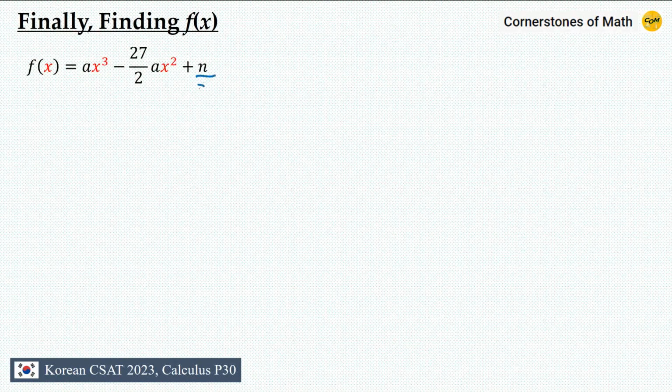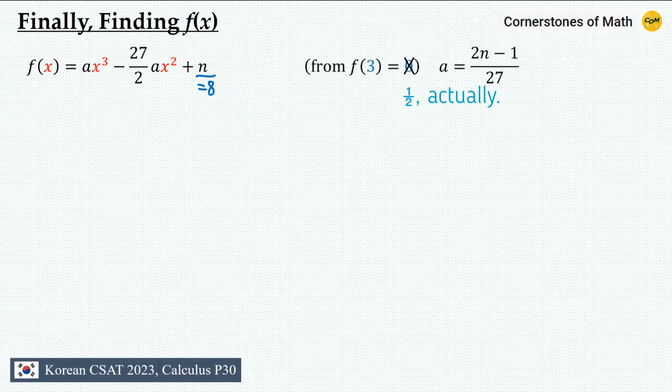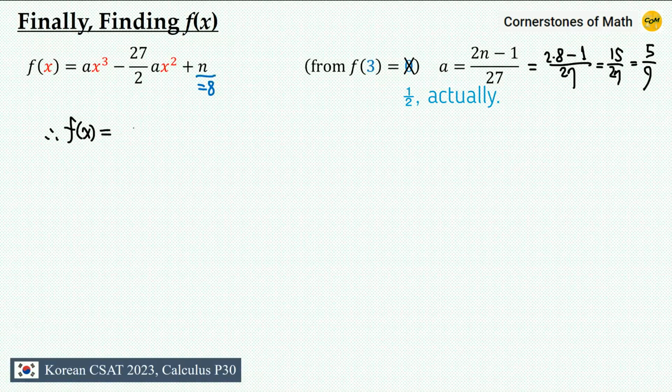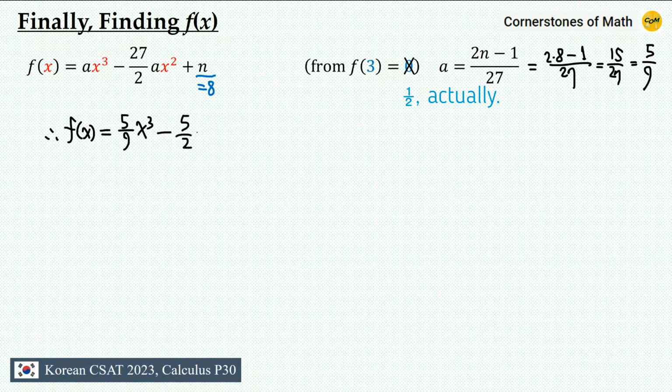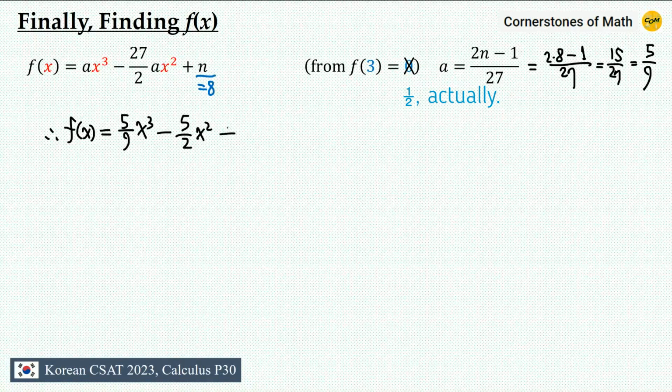Therefore, we have n equals 8 here, and using this previously found relation between a and n from the condition f(3) equals 0, a equals (2 times 8 minus 1) over 27, which is 15 over 27, which is 5 over 9. Therefore, f(x) equals 5 over 9 x cubed minus, then we have 27 over 2 times 5 over 9, which gives us 5 over 2 x squared, then plus 8.